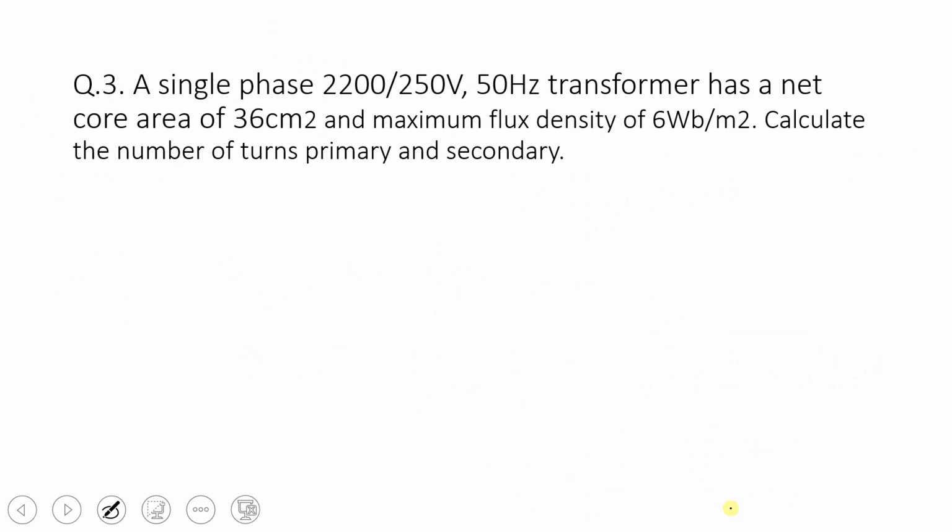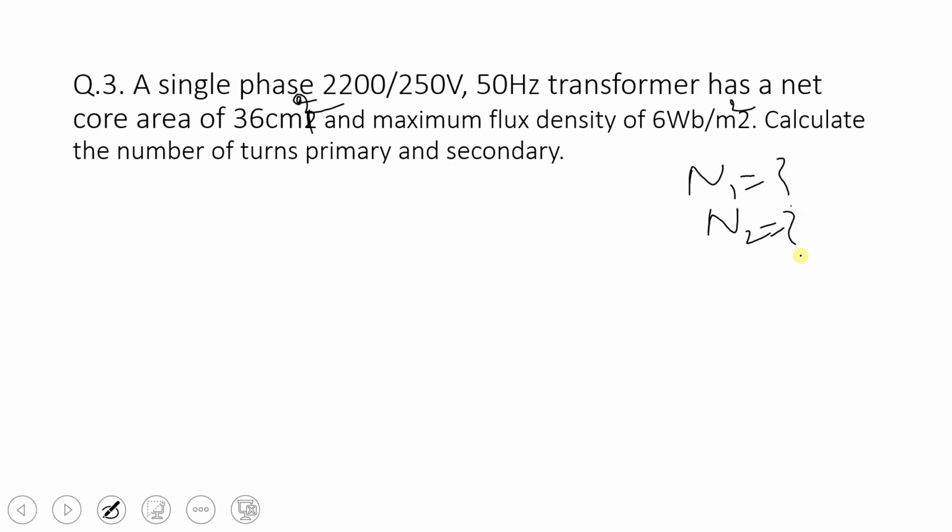Then the third numerical: a single phase 2200 by 250 volt, 50 hertz transformer has a net core area of 36 centimeter square, and maximum flux density is 6 Weber per meter square. Calculate the number of turns on primary and secondary. Means we have to find out N1 and N2.